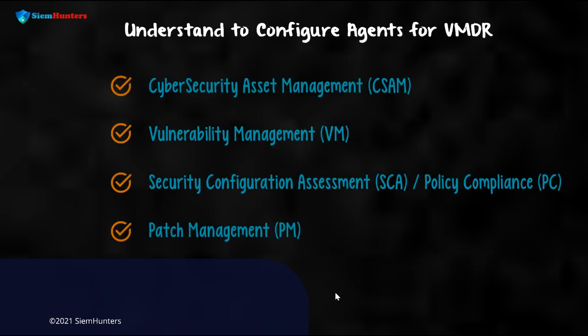So, let's understand how to configure agents for VMDR. Cybersecurity Asset Management, that is CSAM. This automates asset identification and categorization. Knowing what's active in a global hybrid IT environment is fundamental to security. Qualys VMDR enables customers to automatically discover and categorize known and unknown assets, continuously identify unmanaged assets, and create automated workflows to manage them effectively.